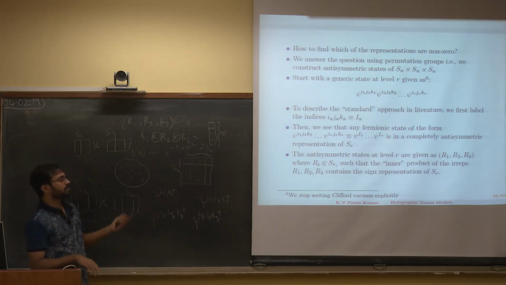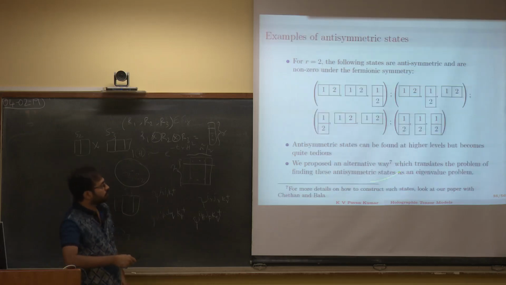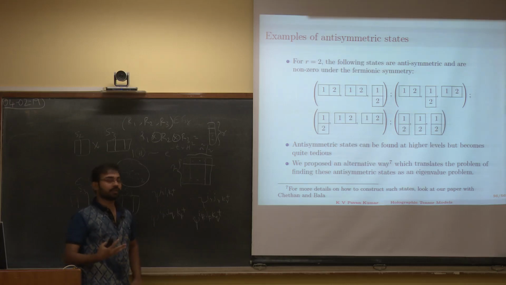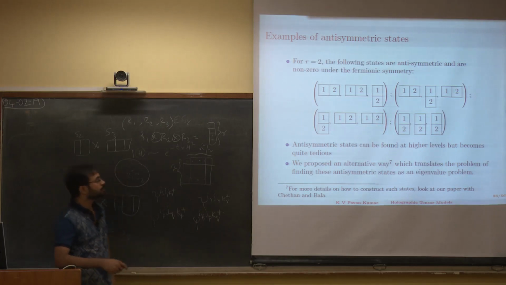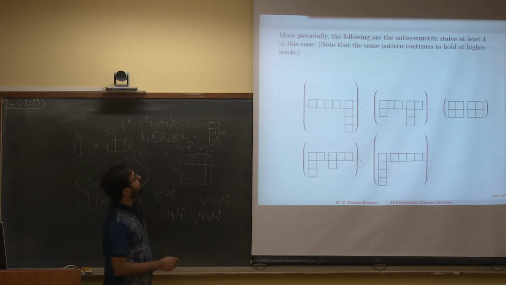This is a technical detail, but we also proposed an alternative way to find these antisymmetric states. And again, as the levels increase, we don't know. It becomes quite complicated. And also the degeneracy you're talking about starts from, say, level 5.